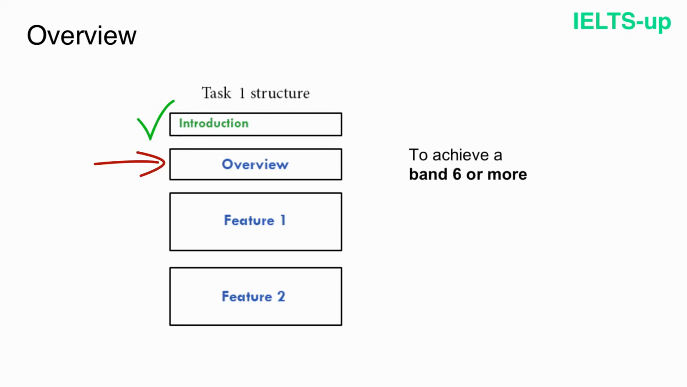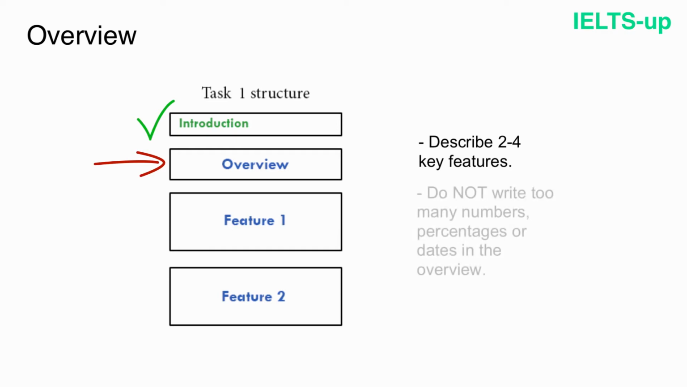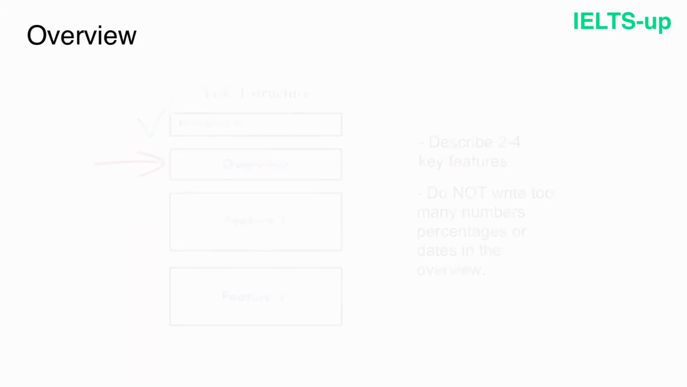Remember, to achieve a band 6 or more for Task 1, you must provide the overview. In the overview paragraph, you should briefly describe major features of your pie charts. Ideally, you should describe from 2 to 4 key features. Do not write too many numbers, percentages, or dates in the overview. You have to keep only general information in this paragraph.